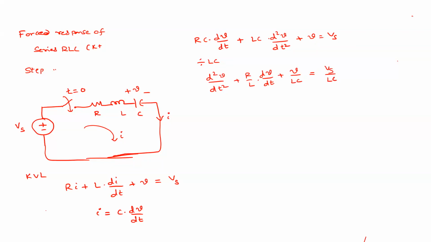If you remember, what is the characteristic equation of the series RLC circuit? I think it will be d square I by dt square plus R by L into dI by dt plus I by LC, which is equal to 0, right? If you observe, this characteristic equation is in the same manner, except the difference that instead of 0, we have Vs by LC on the right hand side.